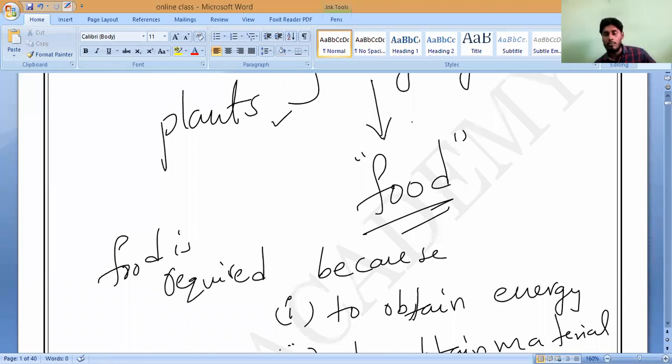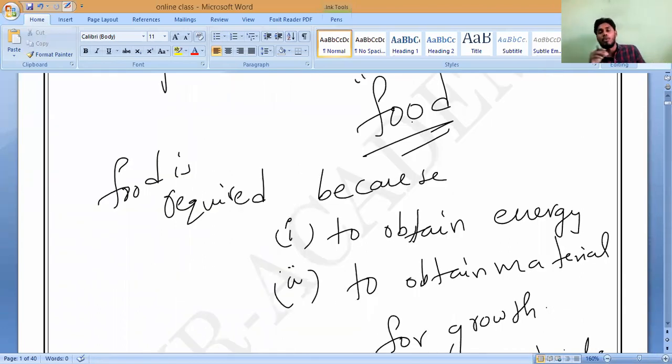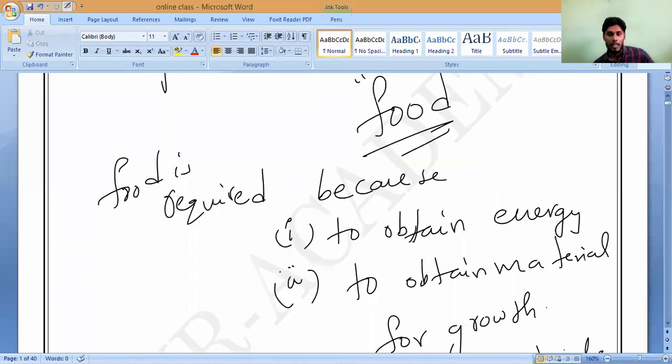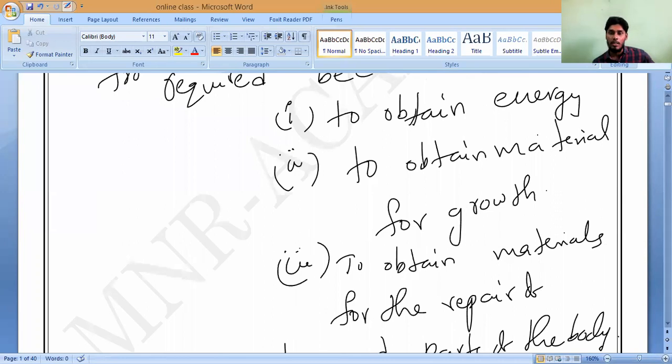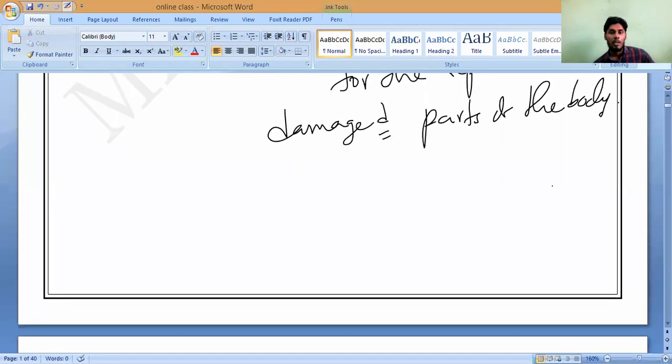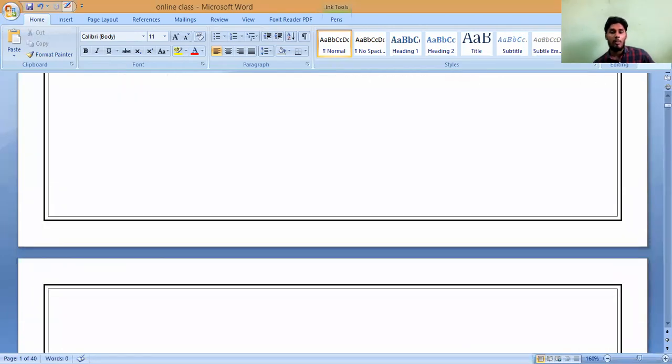So we cannot discuss non-living things, because there is no type of nutrition present in them. Only living organisms like plants and animals need food for sustaining: to obtain energy, to obtain materials useful for their growth, and to obtain materials for the repair of damaged parts of the body. Is it yes or no? Yes, sir. So that is the purpose of taking food.